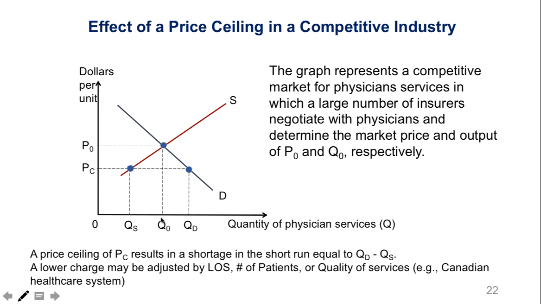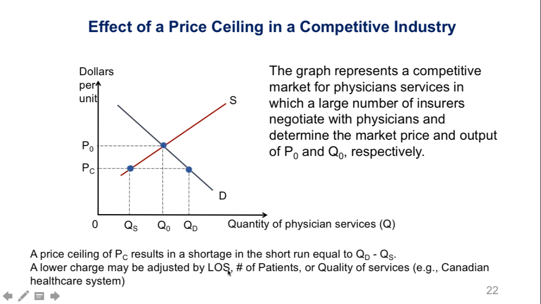Remember this, a good example would be the specialists in the Canadian healthcare system, where with the lower prices there is a waiting line. So the lower charge, or lower price, creates a shortage. Therefore, what happened? A lower charge may be adjusted by, say, the length of stay in the hospital, if there is a waiting line for the hospital admission.